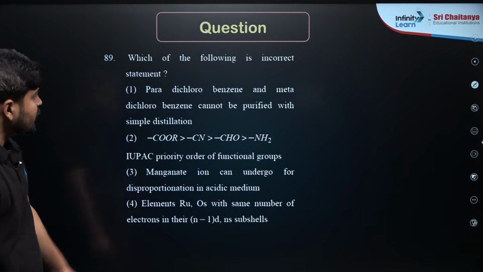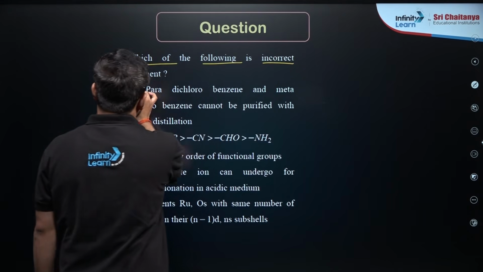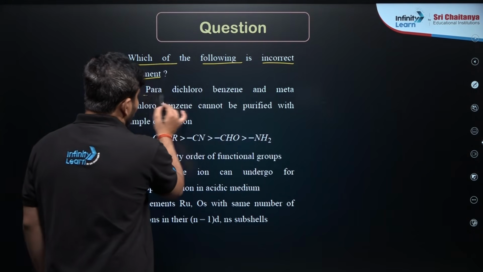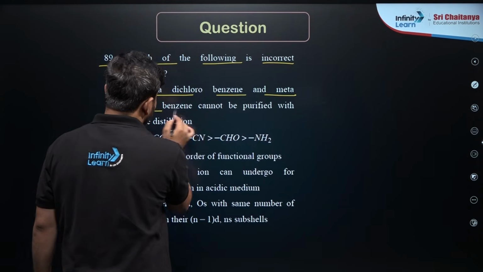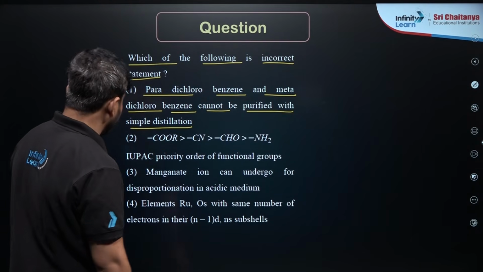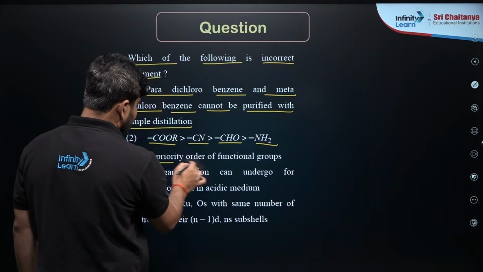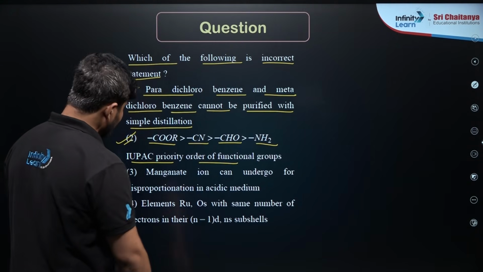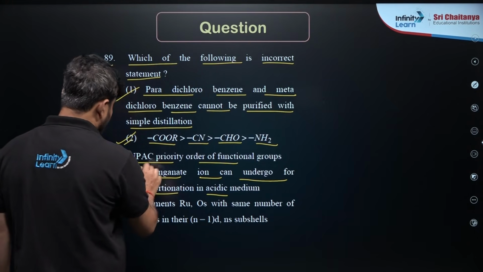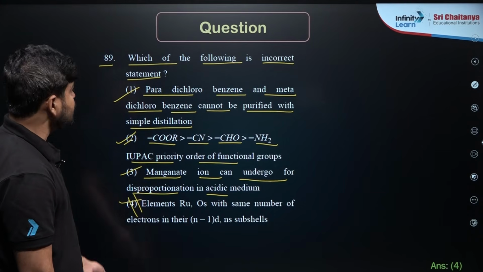Now I am coming to the next question. 89. Which of the following is an incorrect statement? You just have to tell the incorrect statement here. So para-dichlorobenzene and meta-dichlorobenzene cannot be purified with simple distillation. So this one definitely we can do. COOR, CN, CHO, NH2, the IUPAC priority order of functional groups, this is also correct. And here manganate ion can undergo a disproportionation reaction, this is also correct. So the fourth one is the incorrect statement of this question.